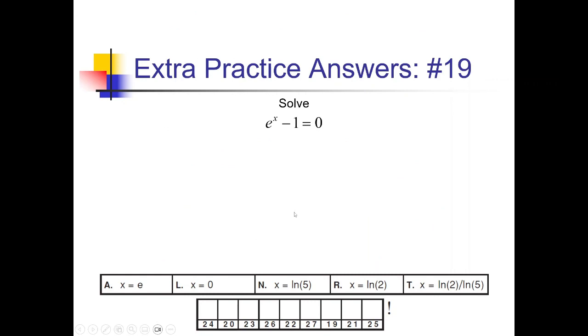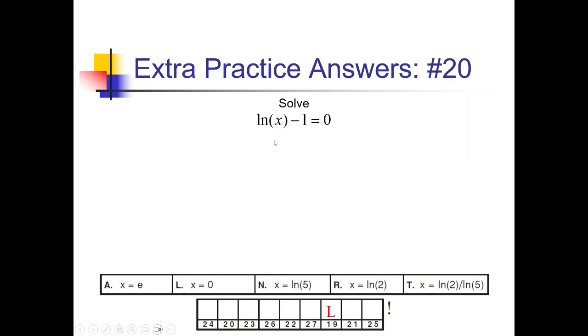So here we go with number 19. We've got e to the x minus 1 equals 0. To solve this, I'm going to get the exponential term e to the x by itself by adding 1 to the other side. And then to undo e to the x, I can take the ln of both sides. Taking the ln of e to the x just gives me x. Taking the ln of 1 is going to give me whatever I have to raise e to get 1. That would be e to the 0. So we're going to write 0 for my x value here. And that matches L, which I'm going to then put in spot 19.